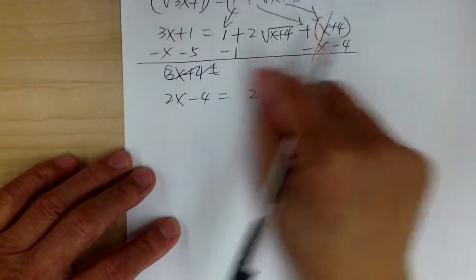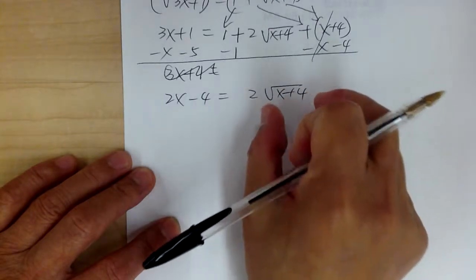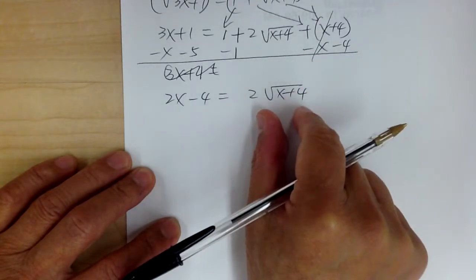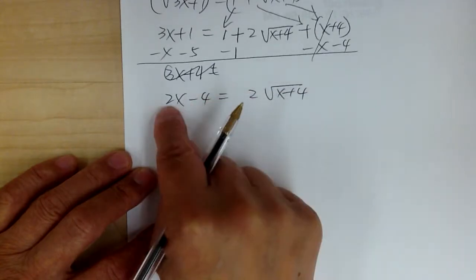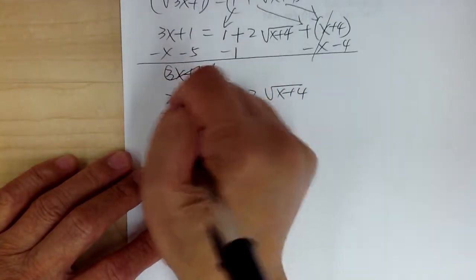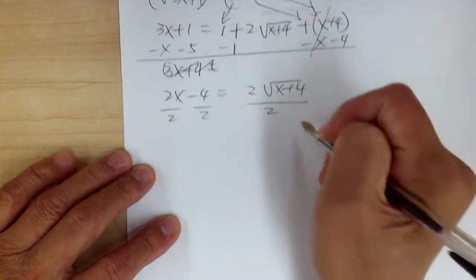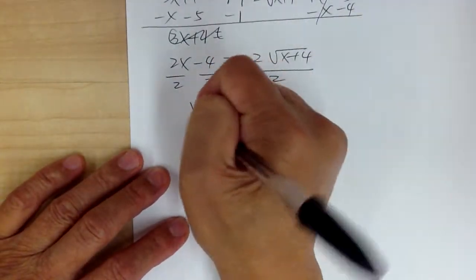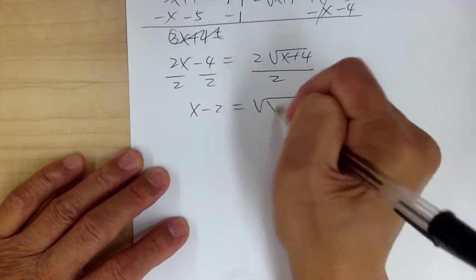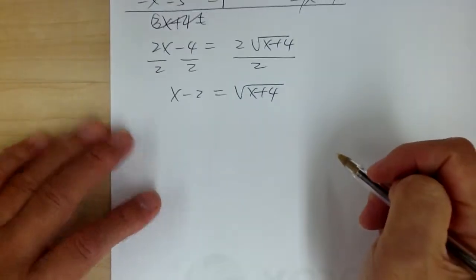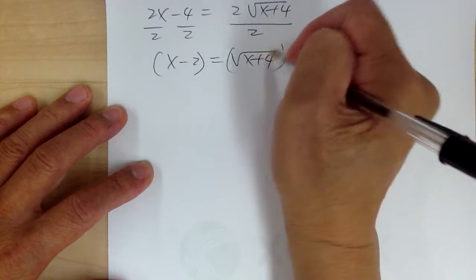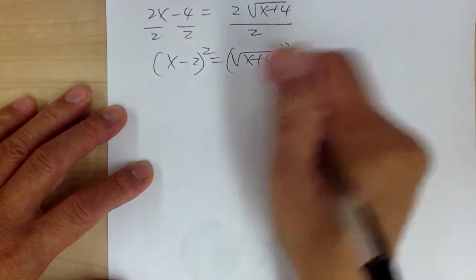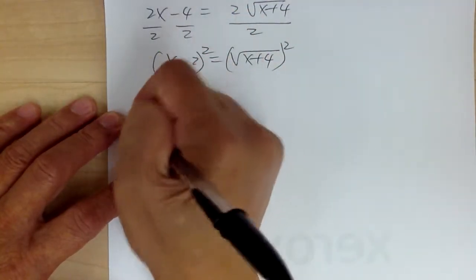Okay, so again, the key is to try to isolate your square root by itself, so that way you can undo it. Now notice all is divisible by 2, so I'm going to divide everything by 2 to lower my number, so it makes things much easier. So I get x minus 2 equal to square root of x plus 4. Okay, so from here I'm going to square both sides again. Again, to undo the square root, you need to square. So square both sides.